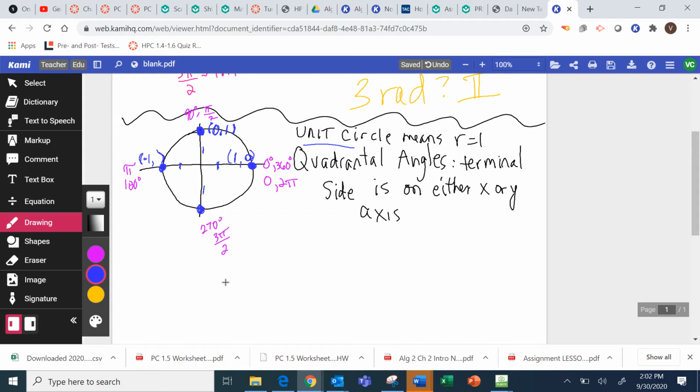Perfect. -1, 0. Be nicer if I wasn't writing so messy. Okay, and then the very bottom one. Emma, can you tell me the bottom one? 0, -1. 0, -1. Good.